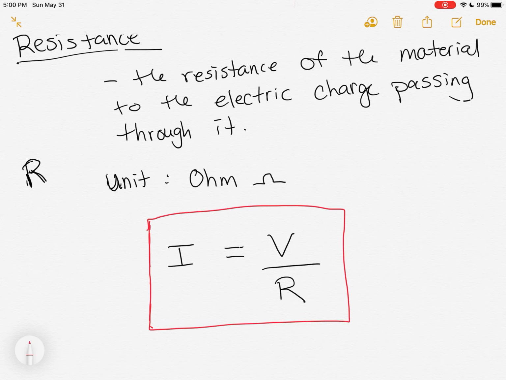If we have voltage and current, we can find resistance. If we have voltage and resistance, we can find current. If we have resistance and current, we can find voltage. It is absolutely the most important formula within this unit because it allows us to find whatever is missing. As long as we have two out of the three, we can always find the third.